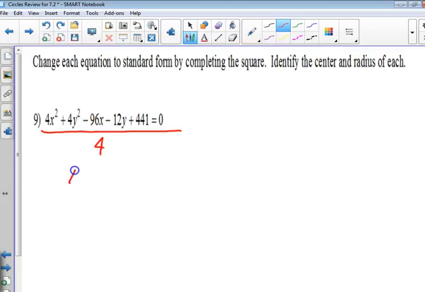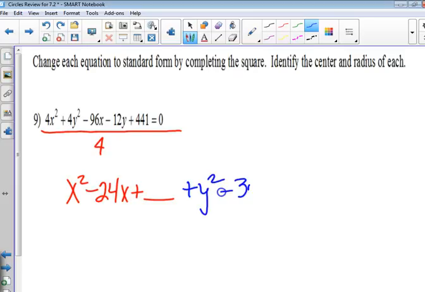4x squared divided by 4 is an x squared. Ooh, can't write. Plus, what are the x's? Ooh, minus. X squared minus 96 divided by 4, 24x. I'm going to put a plus blank. Maybe. Then the y squareds. 4y squared divided by 4 is just a y squared. Negative 12y divided by 4, negative 3y plus a blank.